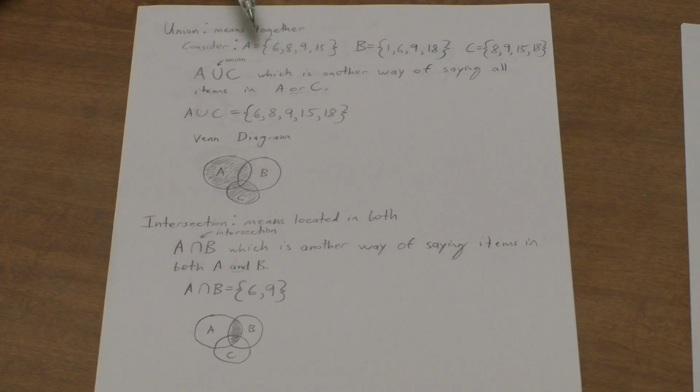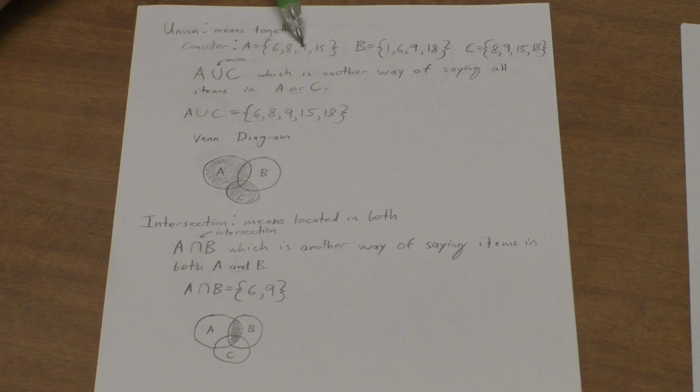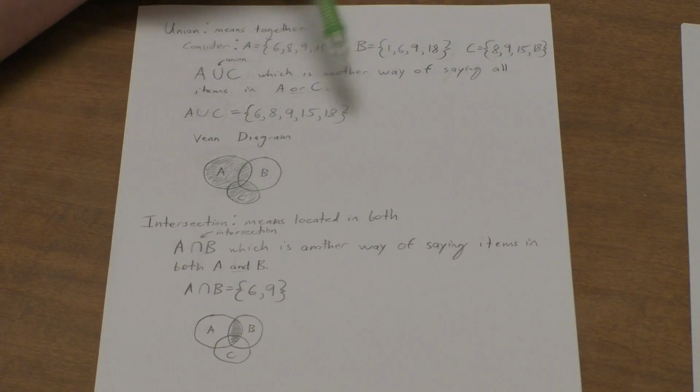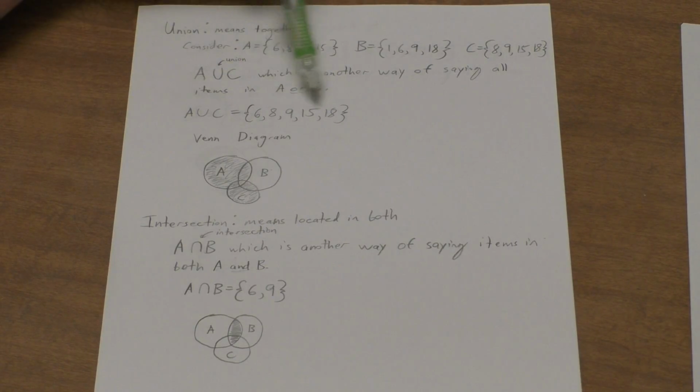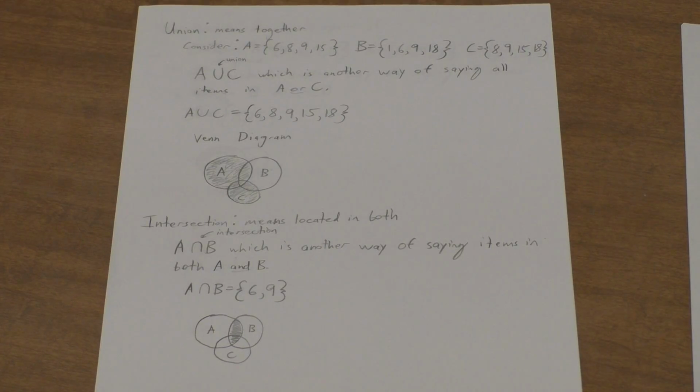So let's go and look for A union C, which is, we're going to find all items that are in A or C. Okay, so 6 is in A, so we've got 6. 8 is in A, so we've got that there. 9 is in A, we've got that there. 15 is in A, so we've got that in the union. Well, C also has 8, C also has 9, C also has 15, but C also has 18. So we've got everything that they both have, 8, 9, and 15, but also what just C has, which is 18, and what just A has, which is 6.